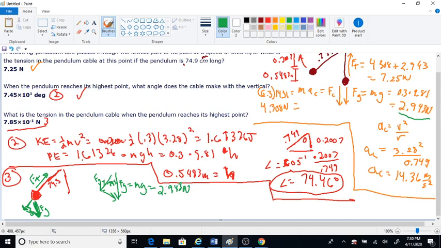It's this leg of it. So the cosine of 74.46, or 5 for me, is equal to x over 2.943. And when you do that, we get an x, which that's our FT for this part 3, and I get 0.786 newtons. Alrighty, and that is it right here. Check, check, and check. That is all 3.